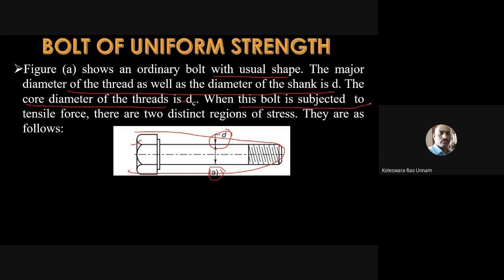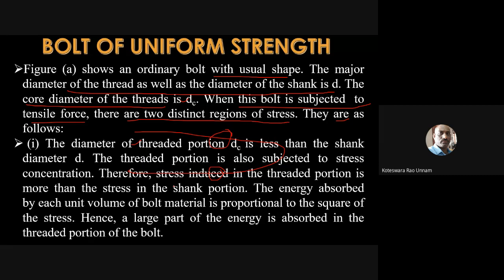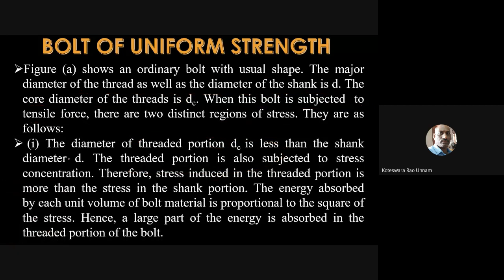When this bolt is subjected to tensile force, there are two distinct regions of stress. The diameter of the threaded portion, that is DC, is less than the shank diameter. That's what we already discussed. The threaded portion is also subjected to stress concentration. So this is also another point.